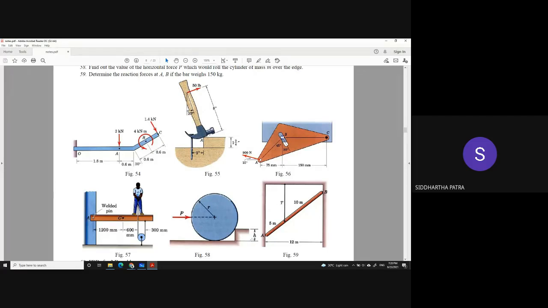The disk or the cylinder weighs something. Let's say it weighs 50 kgs. So the mass of the disk is 50 kgs in figure number 58, and you are trying to roll it over the edge. You are being asked to find out how much force P is required. Can you tell me how do we approach this problem?